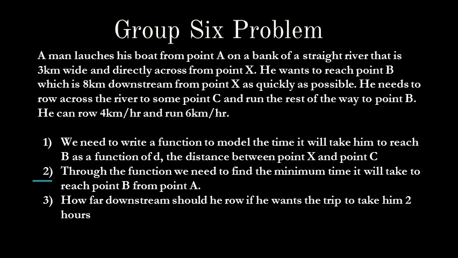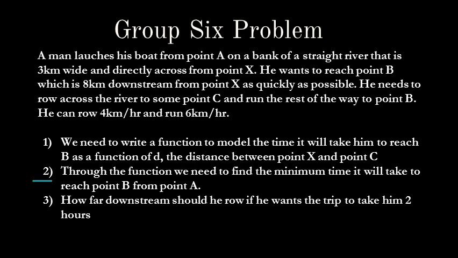The problem group 6 was faced with is: a man launches his boat from point A on a bank of a straight river that is 3 kilometers wide and directly across from point X. He wants to reach point B, which is 8 kilometers downstream from point X, as quickly as possible. He needs to row across the river to point C and run the rest of the way to point B. He can row 4 kilometers per hour and run 6 kilometers per hour.